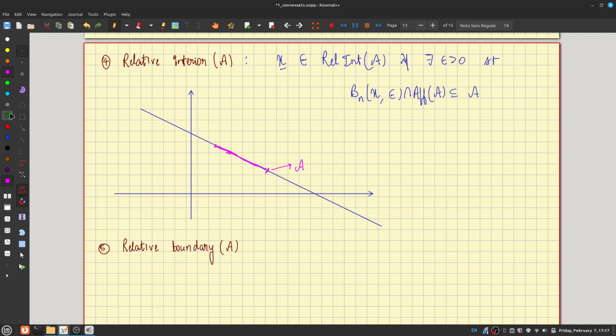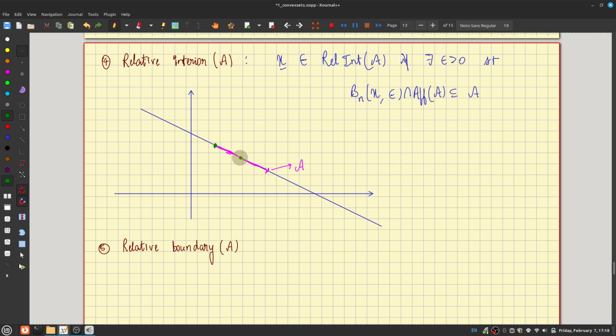Now, intuitively, what would you call an interior point of A? Let me pick some particular point. Would you classify this as being inside A, in the relative interior of A? What do you say? Yes, you would all intuitively say that this lies inside A, and this point, on the other hand, does not lie inside A. Correct? Let's use this definition to see whether that is true or not.